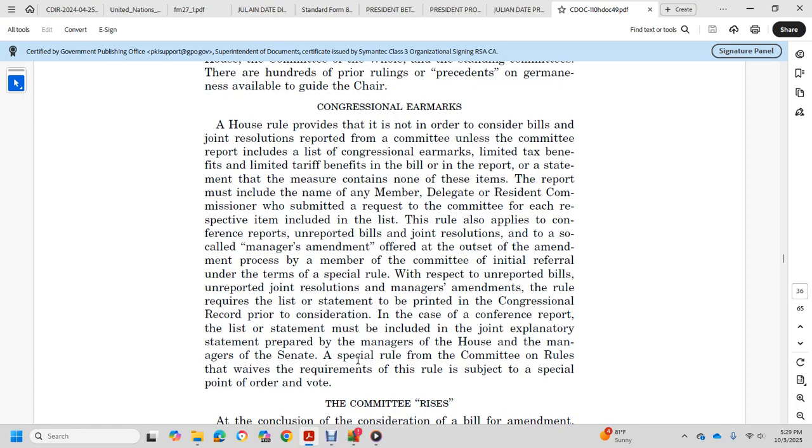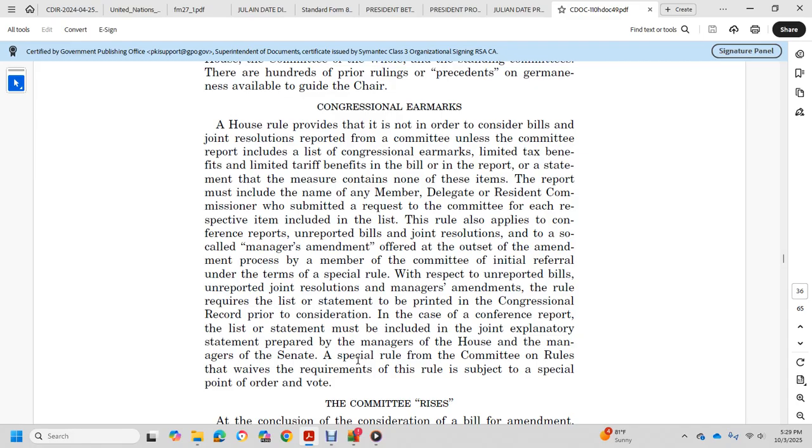Congressional earmarks. The House rule provides that it is not in order to consider a bill or joint resolution reported by a committee unless the committee report includes a list of congressional earmarks, limited tax benefits, and limited tariff benefits, or a statement that the measure contains none of these items. The report must include the name of the Member, Delegate, or Resident Commissioner who requested each respective item included in the list. The rule also applies to the content of the report on an unreported bill or joint resolution.